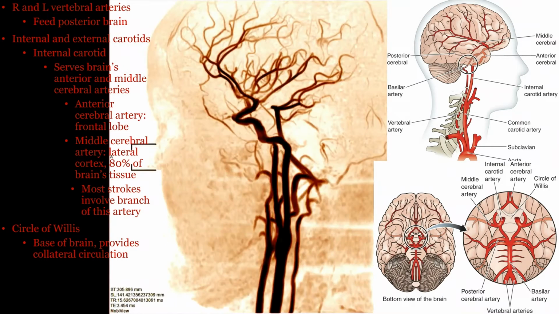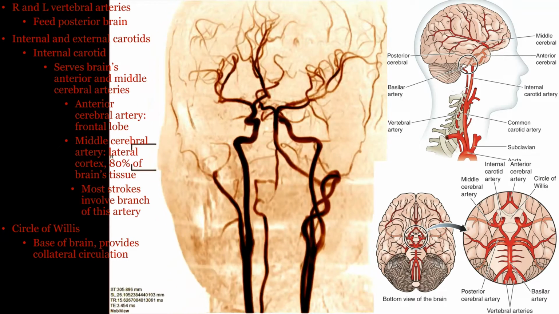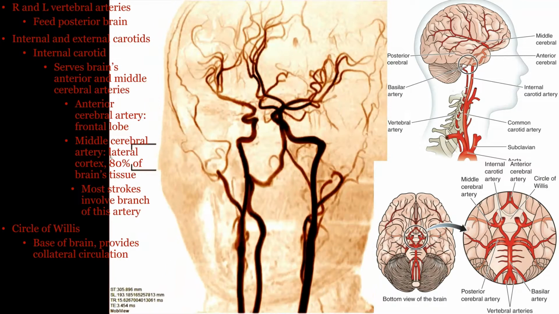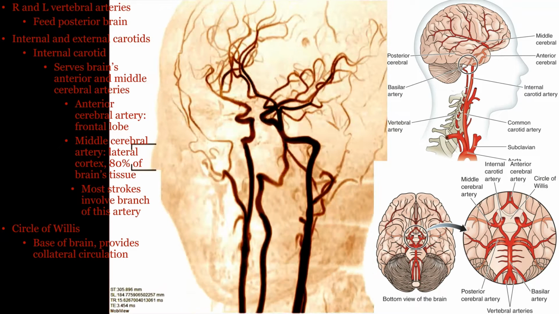Recall the circle of Willis and the arteries that supply the brain and spinal cord. The MCA, or middle cerebral artery, is the most involved in strokes, as it is the main artery for the lateral cortex. The circle of Willis is a site of aneurysm formation in hemorrhagic strokes.